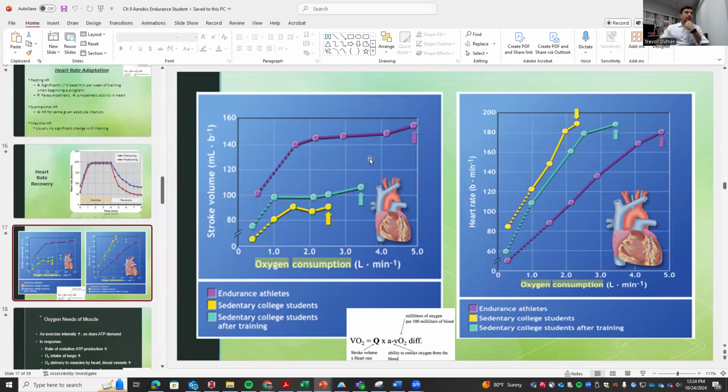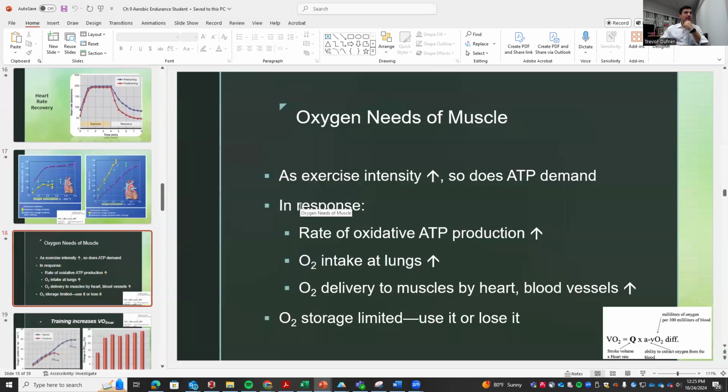Just showing some difference in stroke volume for our endurance or sedentary after training, right? Again, pretty much the same idea of what we're talking about. This is also very much review. Oxygen needs: as intensity increases, so too does ATP demand. In response, the rate of oxidative ATP production increases, and O2 intake in our lungs increases.